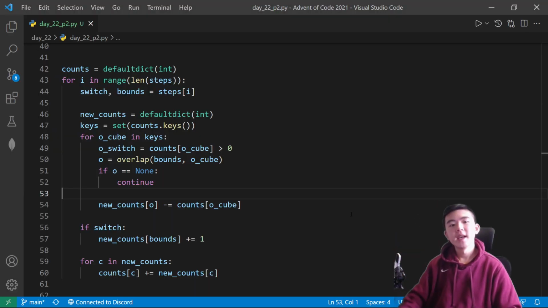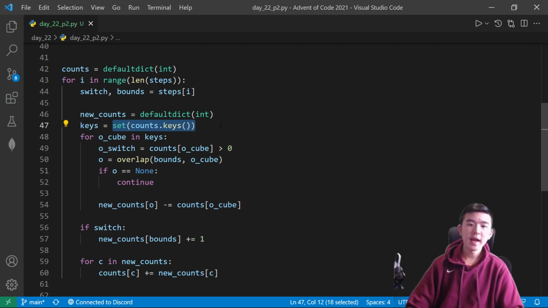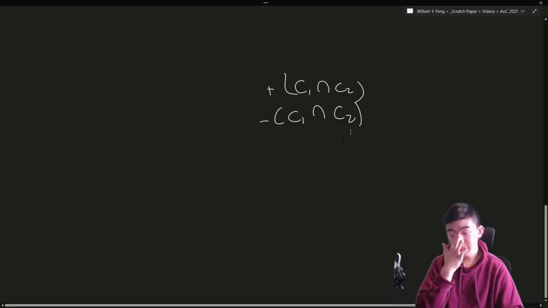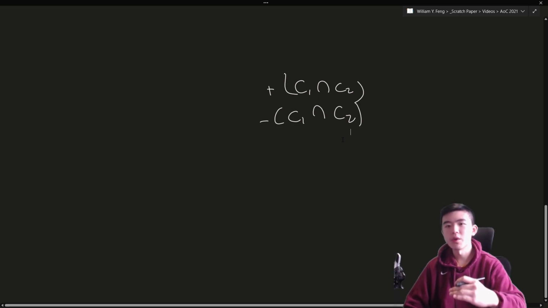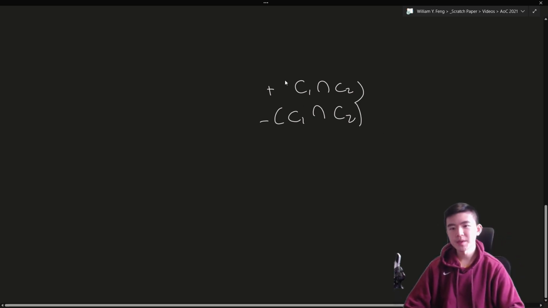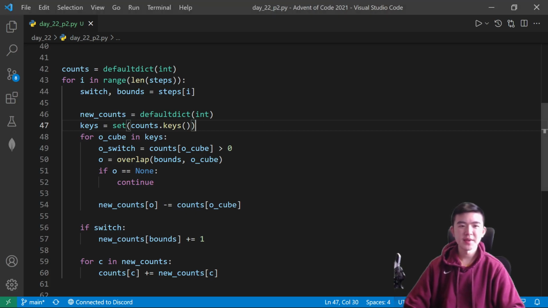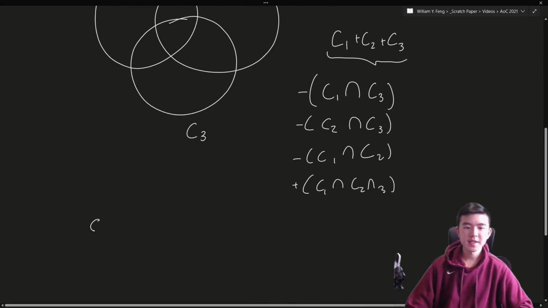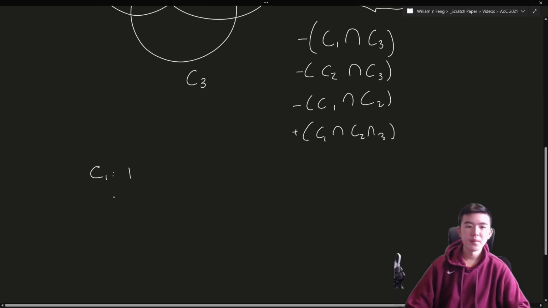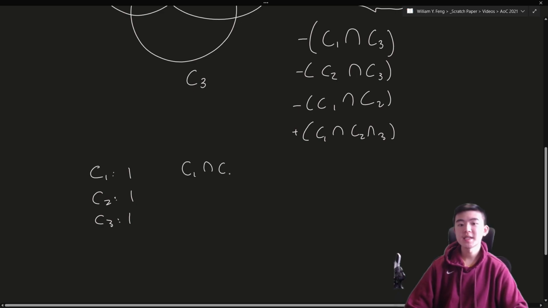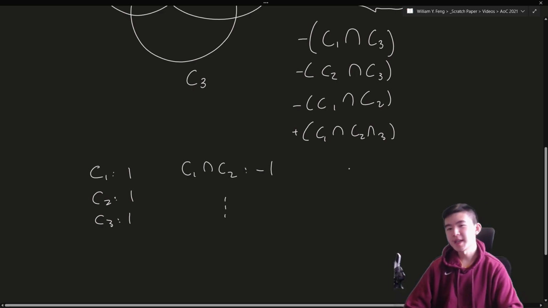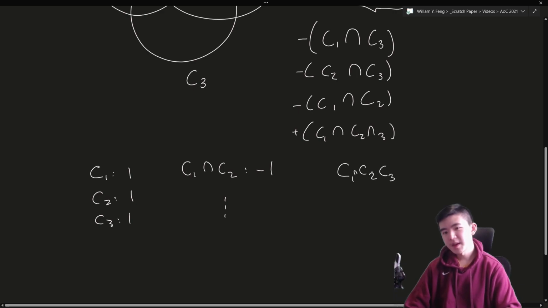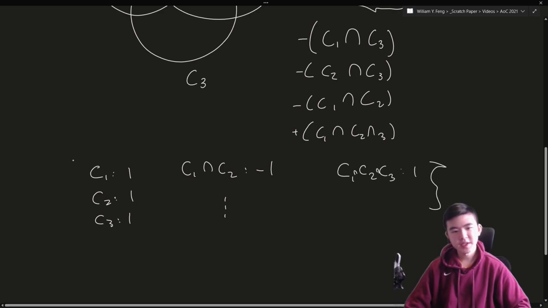This dictionary takes in a cube as the key and stores its sign, actually its amount, because we might be subtracting 2 or adding 2 or subtracting 3 at some point. So we're actually going to be keeping track of that as well inside this dictionary, or map. That might look something like this in this example. We would have C1 being 1, C2 being 1, C3 being 1, and then C1 intersect C2 being -1, and so on, and then C1, C2, C3 intersect being 1. So that is what our dictionary might look like.